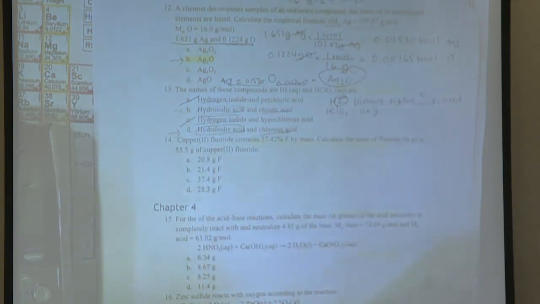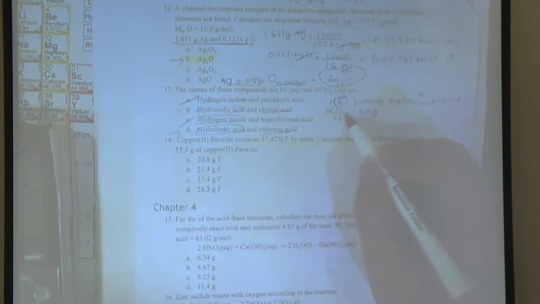So let's turn our attention to these guys. What's the answer for 13? Okay. These guys are a little bit harder to name. Oxyacids have a more convoluted nomenclature system, and it all depends on the number of O's that you have. And so this is just a memorization thing. These are the common possibilities.